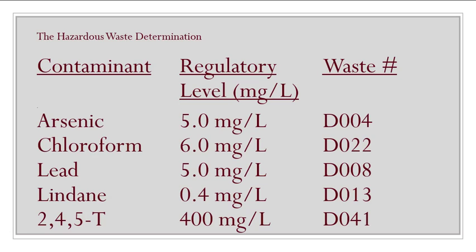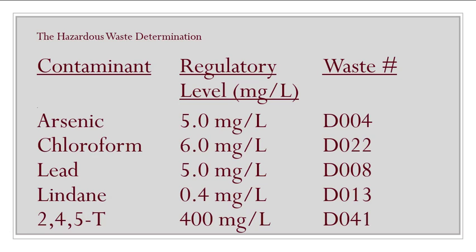So arsenic, the regulatory level is 5 milligrams per liter, and if you have a solution or a solid, that's hard to explain, but let's just say that if your waste has more than 5 milligrams per liter of arsenic, it gets the D04 code. So do you see that? If it's above that regulatory level, it gets the code.